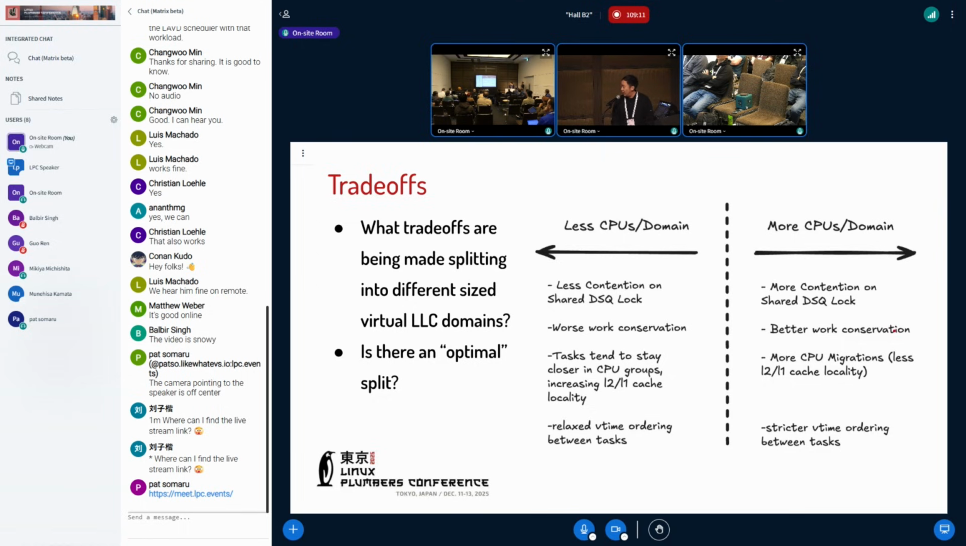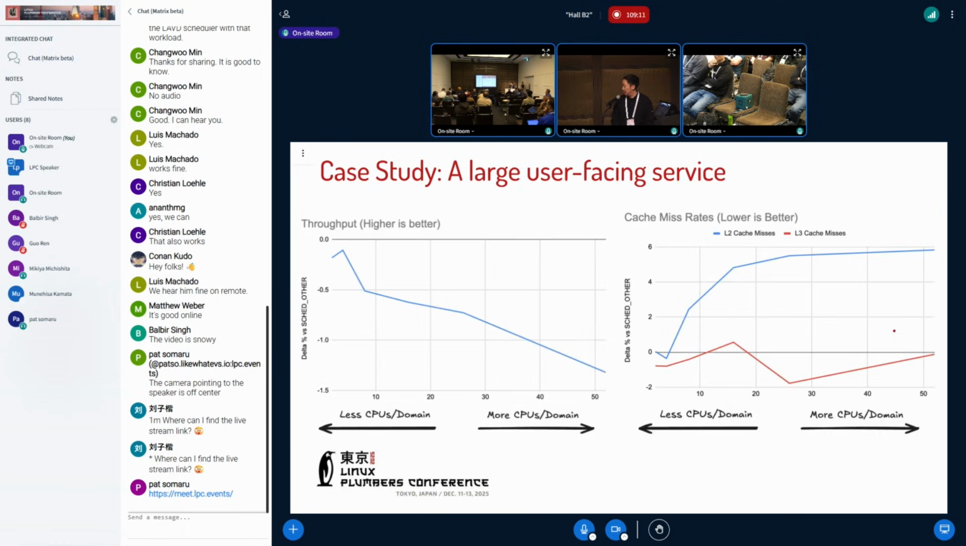Is there sort of an optimal split that you would want to use depending on the hardware? We did run through a few trials looking at a certain use case, and this use case does enjoy L2 cache locality quite a bit. As we have more CPUs per domain, the CPU migrations happen more and more. So we see the L2 cache miss rate increase as we have more CPUs per domain, and the throughput sees regression. Whereas if we move towards fewer CPUs per domain, then we get fewer L2 cache misses, and we get our throughput back.